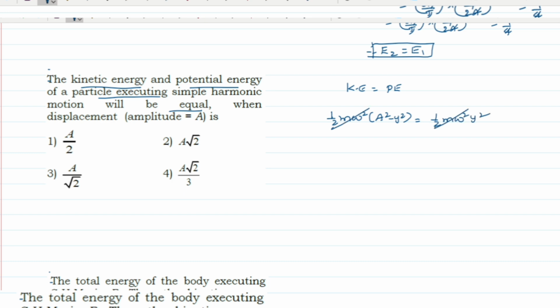You just cancel these two values. So a square minus y square equals y square. Then we can take 2y square equals a square. Then y square equals a square by 2. So the particle displacement will be 1 by root 2 of the amplitude.